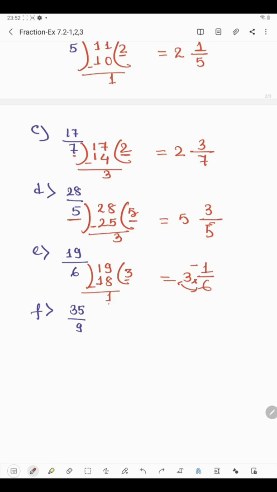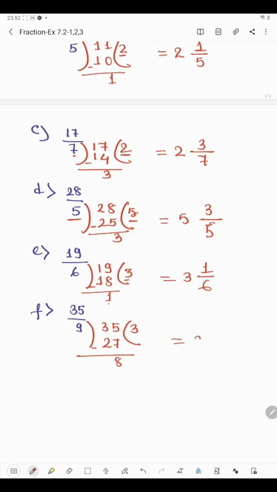Okay. Now the last part we have 35 by 9. So let us divide by 9. So 9 4s are 36. So we cannot take 4 here. So 9 3s are 27. Okay. So 35 minus 27 is 8. Then 9 into 0 is 0.